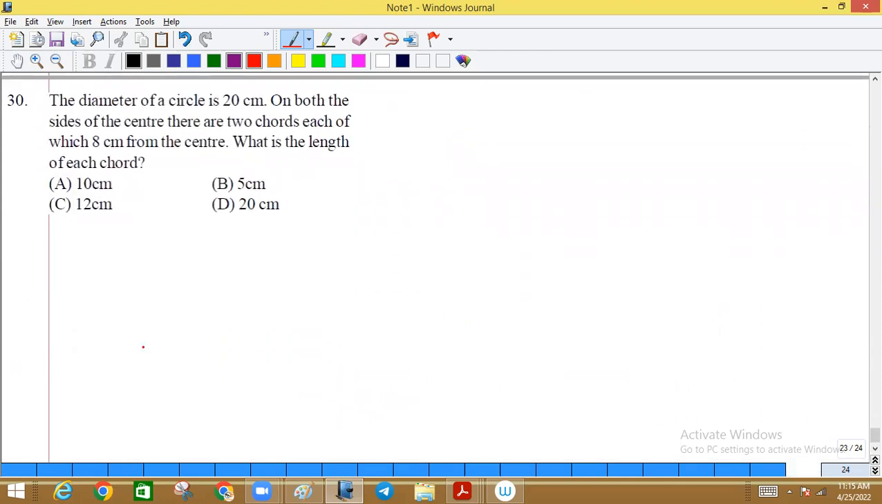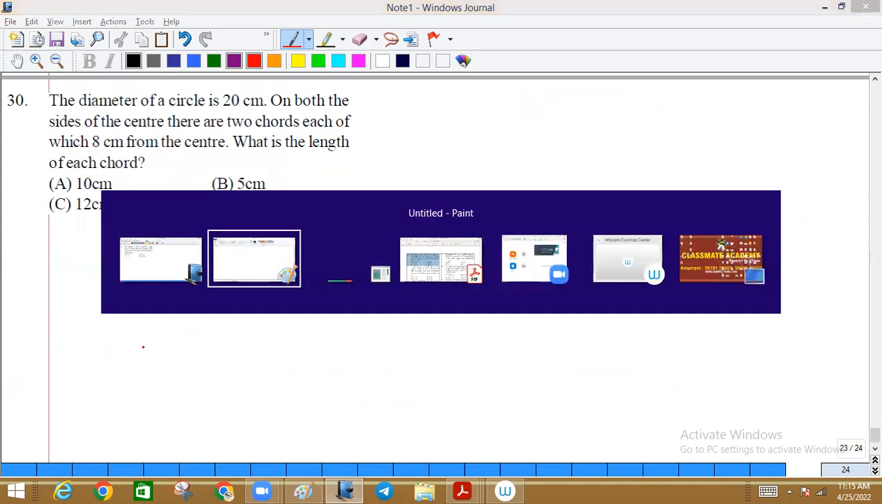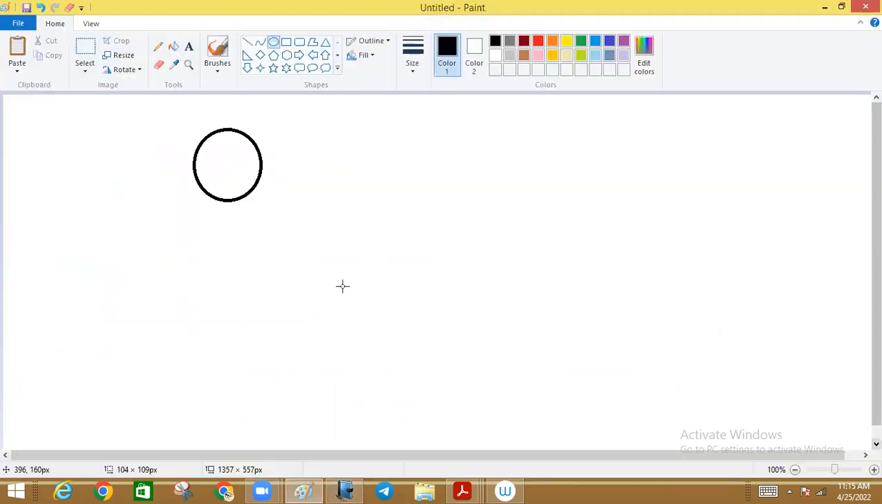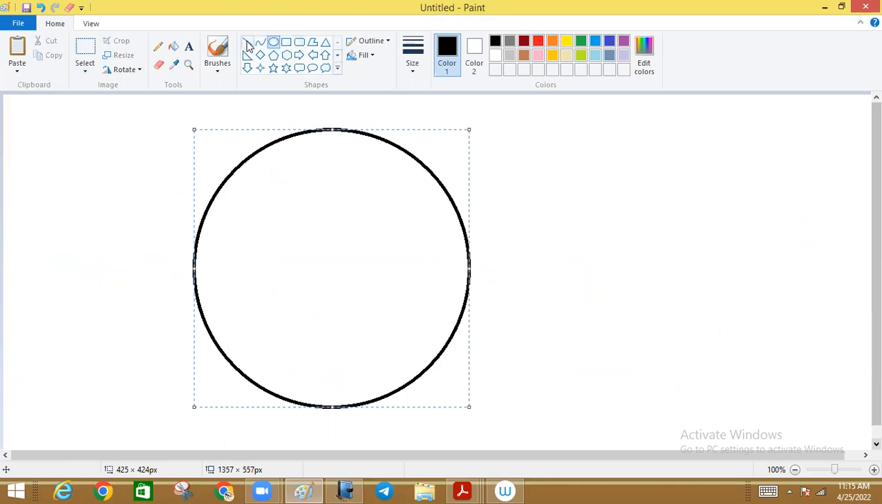The diameter of the circle is 20. On both the sides of a center, there are two chords, each of which are 8 centimeters from the center. What is the length of each chord? I don't need to draw both the sides. I just need to draw one side, that is enough.